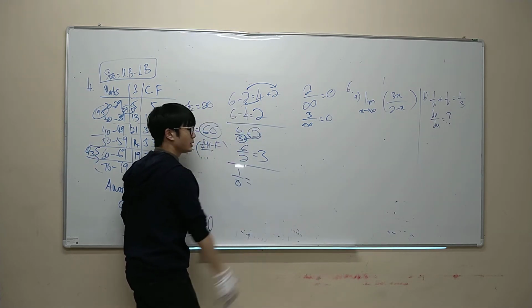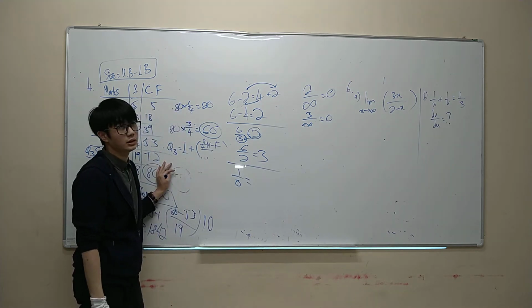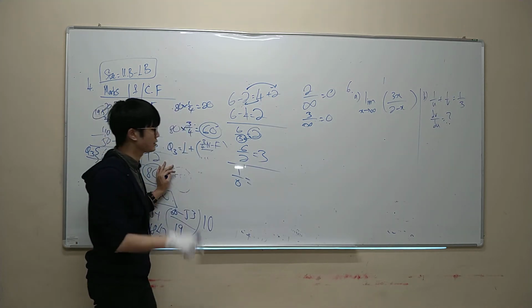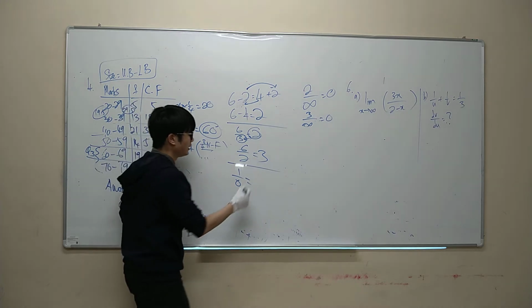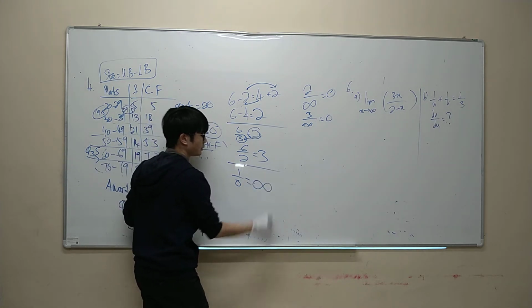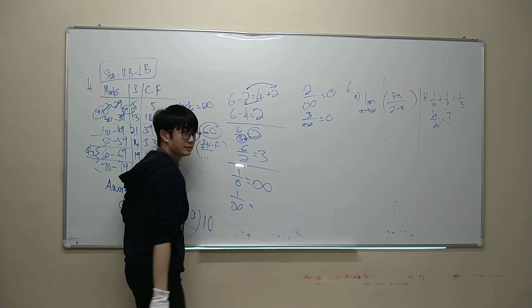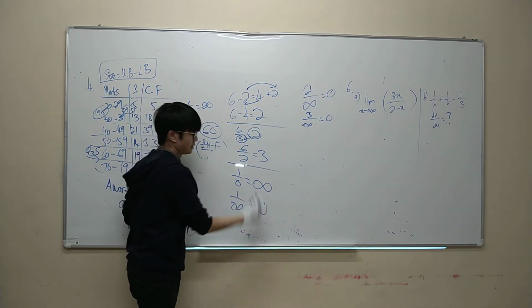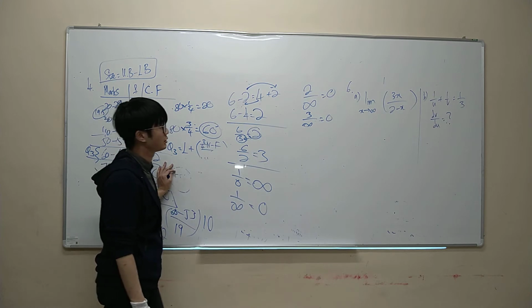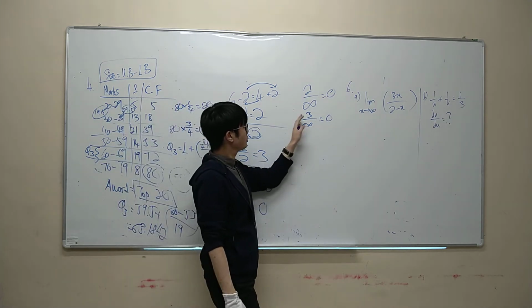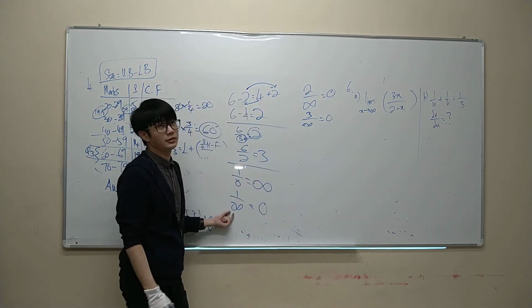So now I ask you one more thing. 1 divided by 0 is what? 1 divided by 0 is not 0. If you use your calculator and press 1 divided by 0, it is math error. And math error here means infinity. So using the same concept, what's 1 divided by infinity? You're right, it's 0. So now you know that actually you can divide by infinity.